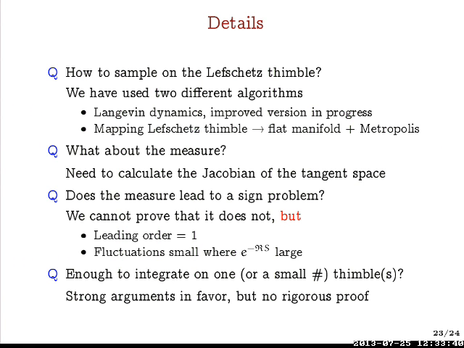And the final question is: is it enough to integrate on just one thimble? I've not discussed the technical details at all, but it's not obvious that you can just take this one thimble and do the integration and be done with it. Maybe you might need a combination of a bunch of thimbles and then do the integral. We have very strong arguments in favor of saying that we can just use one or a very small number, but again, we don't have a rigorous proof. That's something we are working on right now.